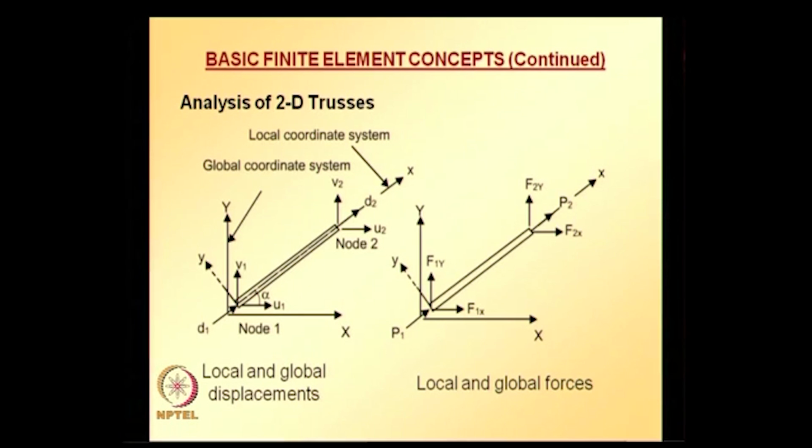In the local coordinate system, the displacement vector is d1, d2, and in the global coordinate system the displacement vector will have 4 components u1, v1, u2, v2. Similarly, the force in the local coordinate system consists of 2 components, capital P1, capital P2. In the global coordinate system the force vector consists of 4 components F1x, F1y, F2x, F2y.